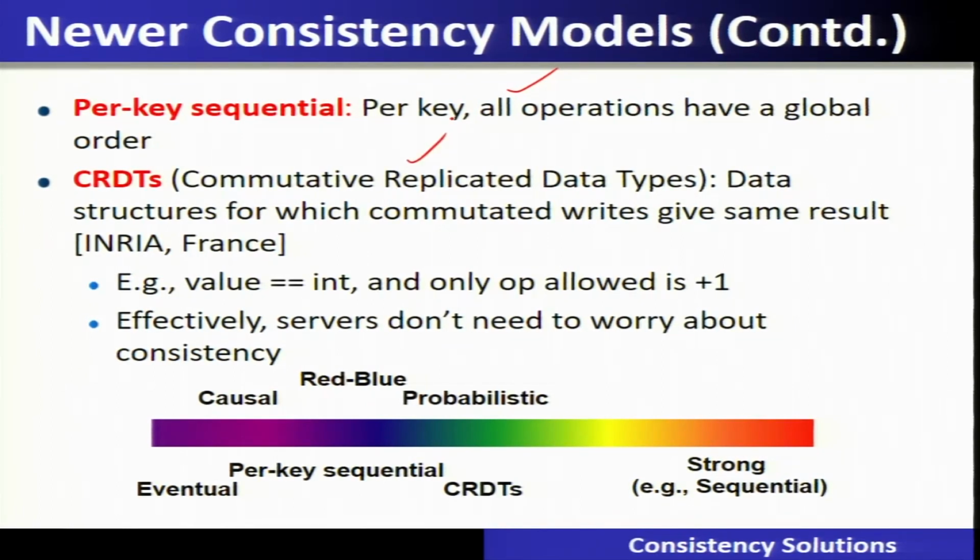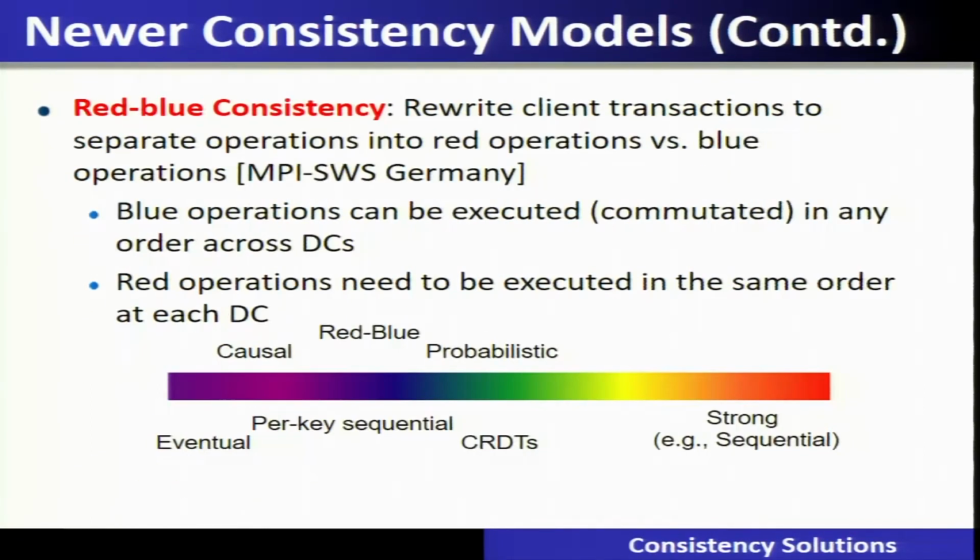CRDTs means commutative replicated data types. So, data structures for which the commutated writes give the same results. For example, for integer values, the operation plus 1 is allowed, whether a plus b or b plus a. So, commutative operations are very much needed to support this type of consistency. So, effectively servers do not need to worry about these consistencies.